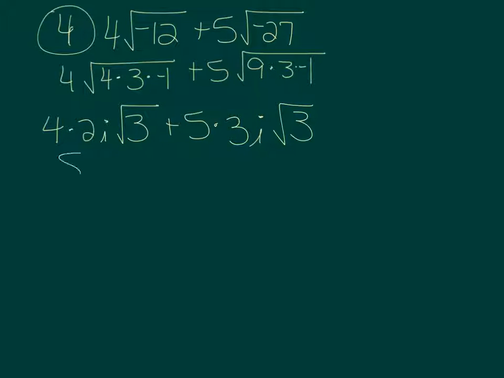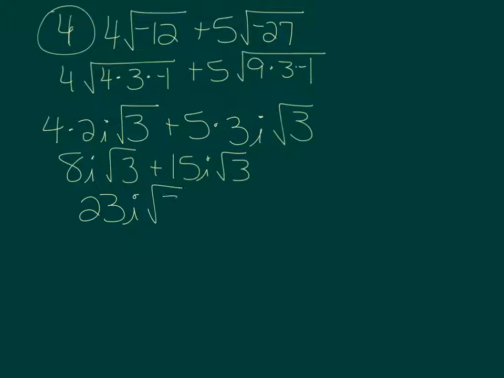So I'm going to clean up a little bit. 8i root 3 plus 15i root 3. These are now like terms. Since they both have i root 3, I can combine them together. 8 plus 15 is 23 i root 3. Double check that that's how your answer needs to look.